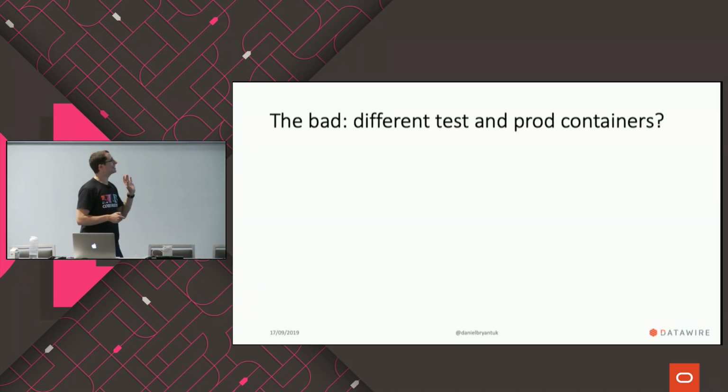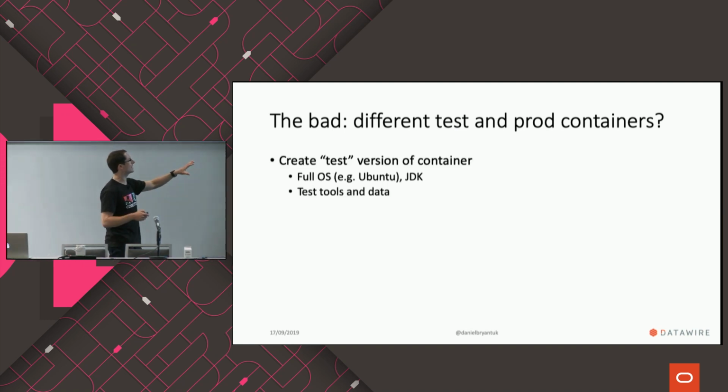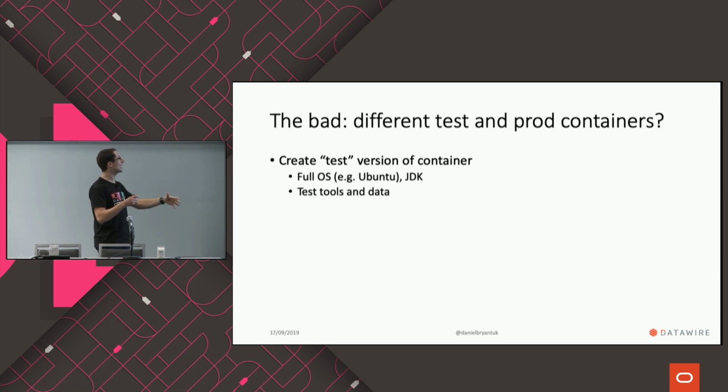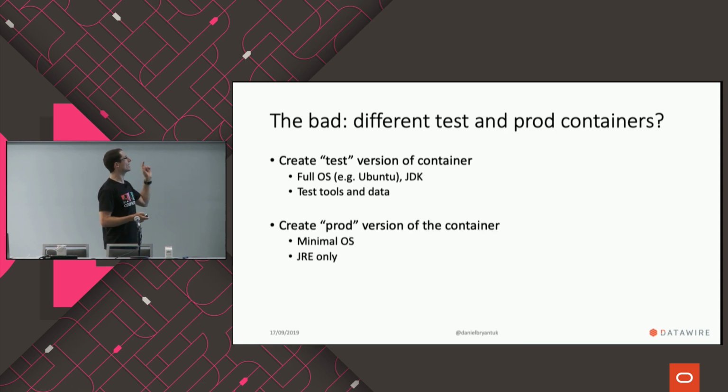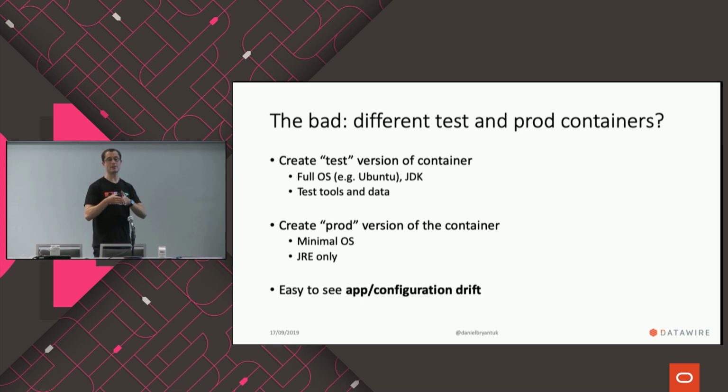The real anti-pattern I'm seeing is the differences between test and prod containers. I've seen some folks create a test version of a container, full OS, JDK, test tools, maybe a MySQL in there or an in-memory data store, and then they go and create a prod version of the container. Good intentions, totally, but it's very easy to see app configuration drift from what you think you're going to deploy and what you actually deploy.